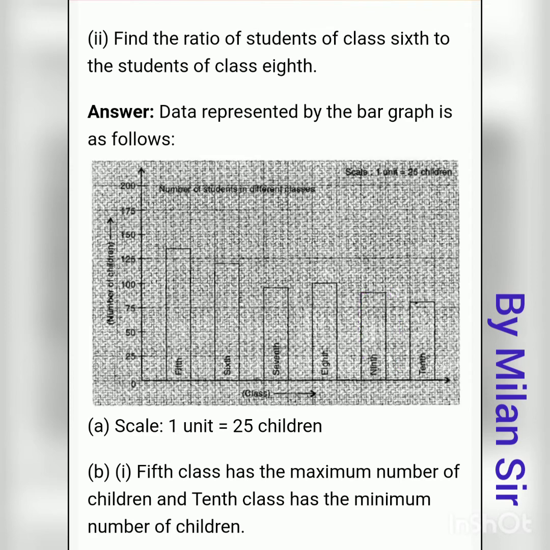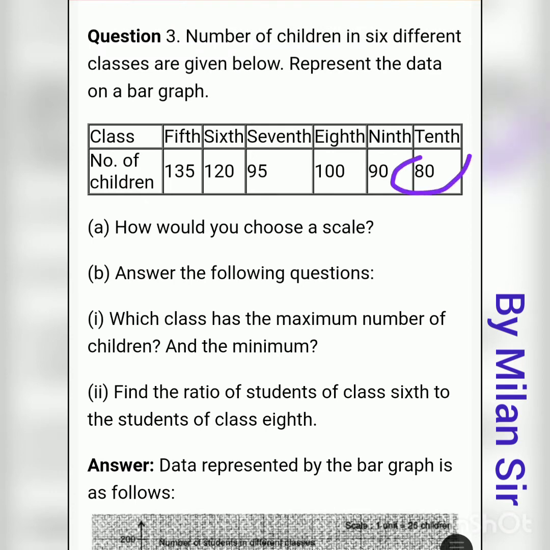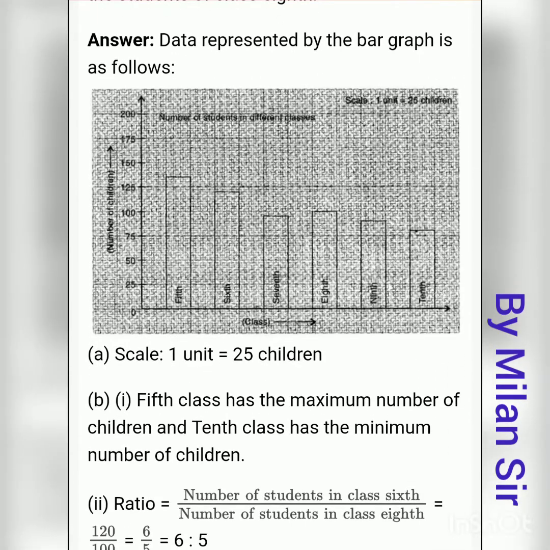Okay, after that the last is 10th class. For 10th class the number of children is equal to 80. Now 80 lies between 75 to 100 and is very close to 75. So up to 80 we need to take the height of this column for 10th. Okay, so this is the bar graph of the given situation.